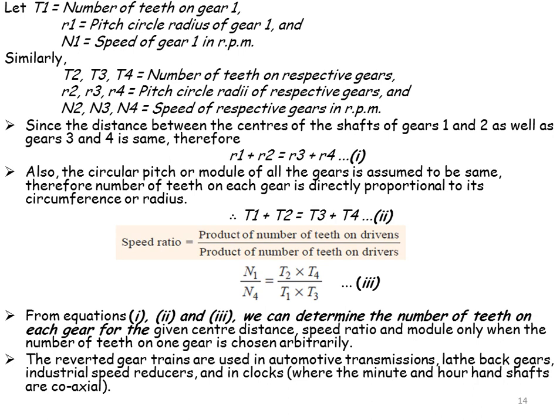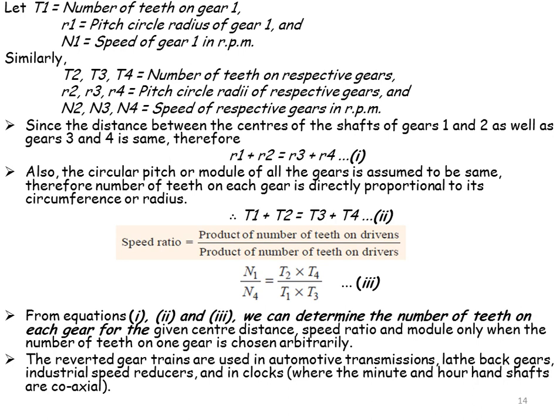And these equations, what you have taken 1, 2, 3. So we can determine the number of teeth on each gear for the given center distance, speed ratio and module, only when the number of teeth of one gear is chosen arbitrarily. And the reverted gear trains are actually used in automatic transmission like lathe, back gears, industrial speed reducers, and also in clock, where the minute and the hour hand shafts are coaxial.